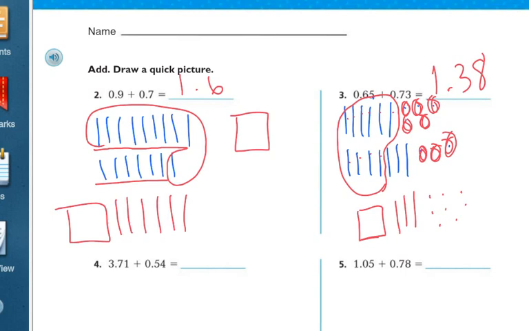Okay, please finish the rest on your own. I'll be on the carpet if you need me, or you can work in a group with a buddy. Good luck, guys.